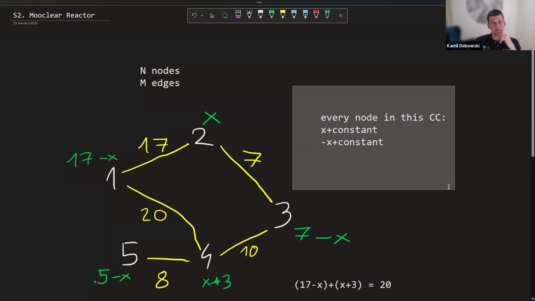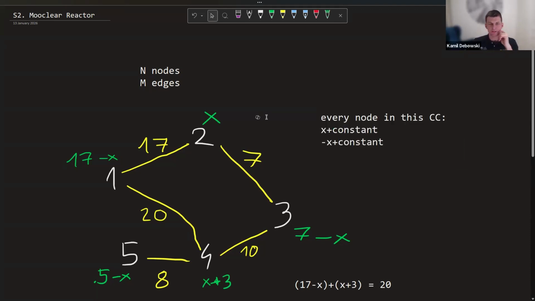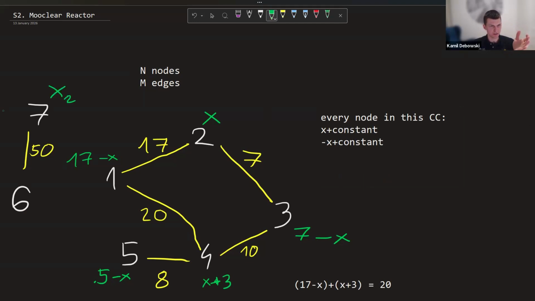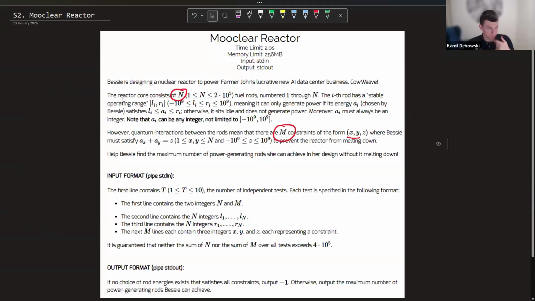Of course, this is separate for every connected component. So if there is another connected component with 6 and 7 and edge between them, maybe edge of value 50, then there is here separate math. There is separate kind of variable x2, let's say. And here maybe there is 50 minus x2. Okay. So that was what I said initially is well known for experienced competitors.